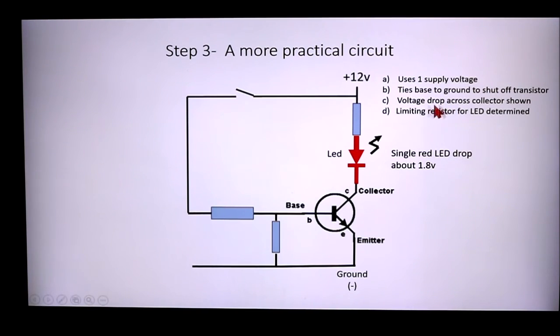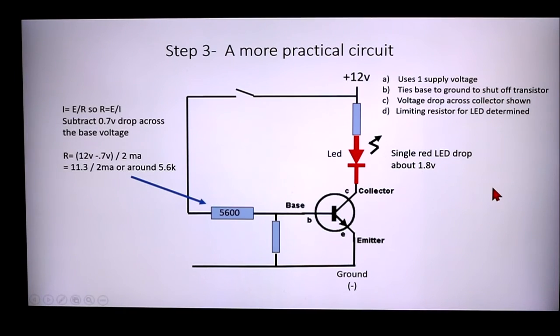Also, we're going to figure out the voltage drop across the collector, as we have shown before, and we need a limiting resistor for the LED. So first thing we're going to do is calculate the base resistor with the new voltage. Same calculation as before, no difference. Only difference is there's a 12 volt supply now instead of a 5 volt supply. As a result, the new resistor value is 5600 ohms, which will allow 2 milliamps to flow in the base, and that will cause 100 milliamps to be available for the transistor collector emitter junction.